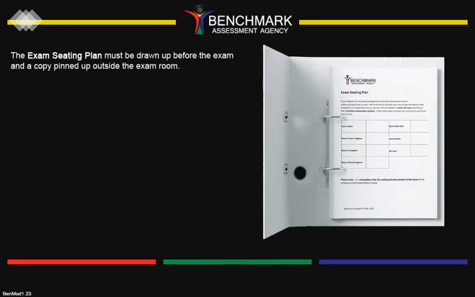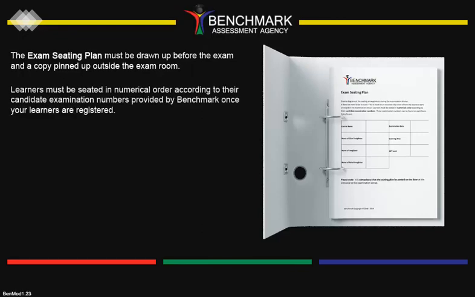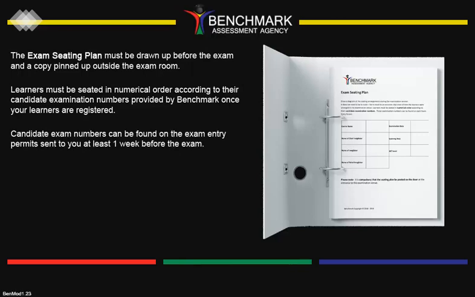The exam seating plan must be drawn up before the exam and a copy pinned up outside the exam room. This is a diagram of the seating arrangements in the exam room and must show accurately how the learners were arranged in the venue. Learners must be seated in numerical order according to their candidate examination numbers provided by Benchmark once your learners are registered. Candidate exam numbers can be found on the exam entry permits sent to you at least 1 week before the exam.